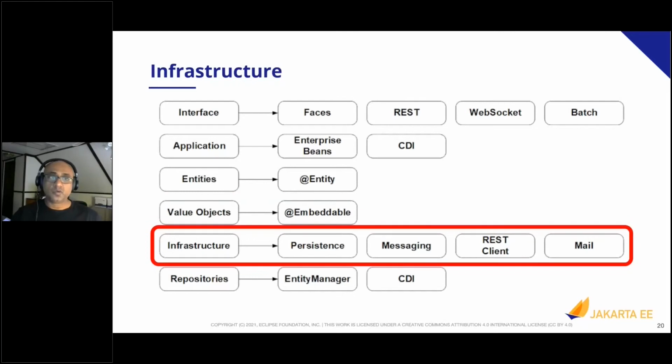Infrastructure is most of Jakarta EE; this is where it's going to be applicable. Whether it's persistence level code or messaging level code or REST client or email or what have you, this all has to do with infrastructure. These are all of the technologies, and more, that are applicable to the infrastructure layer. Typically, when you're applying an annotation, all you're really doing is expressing an infrastructure dependency.